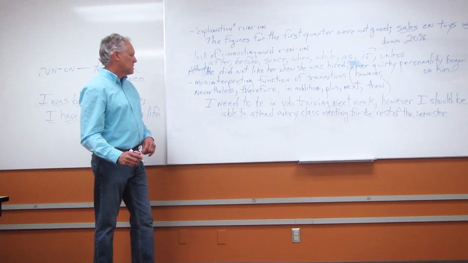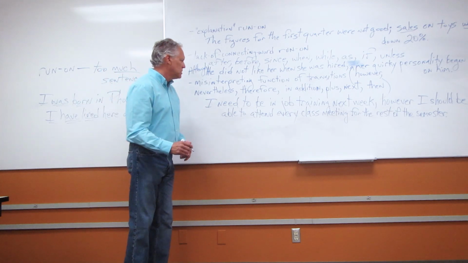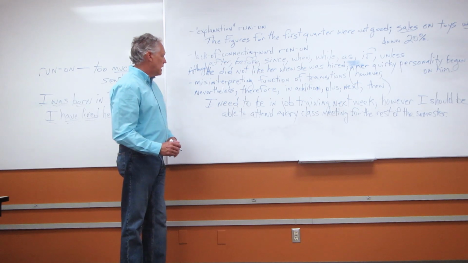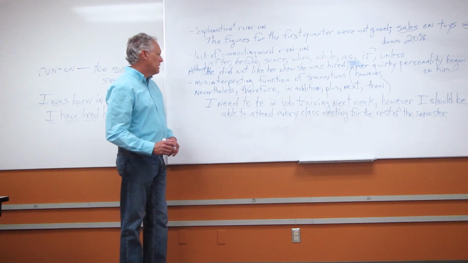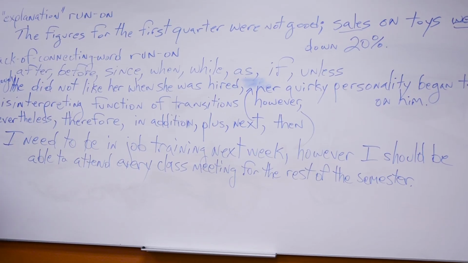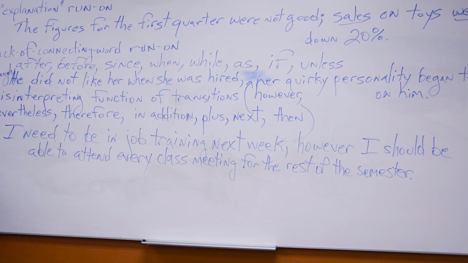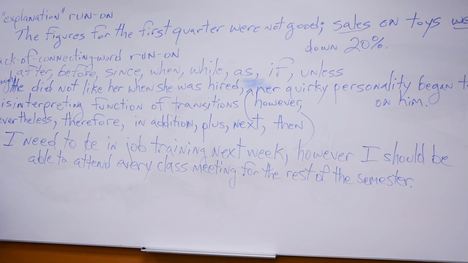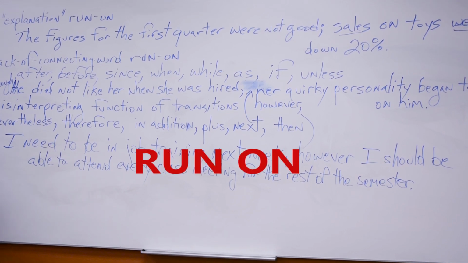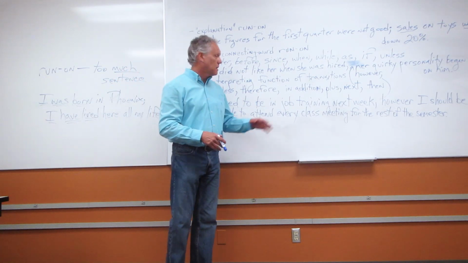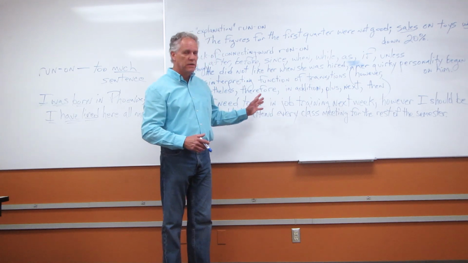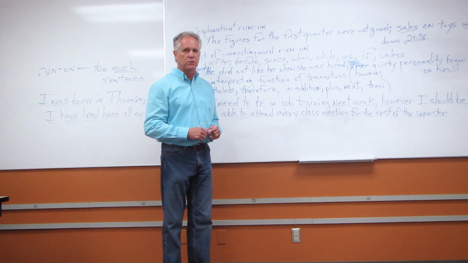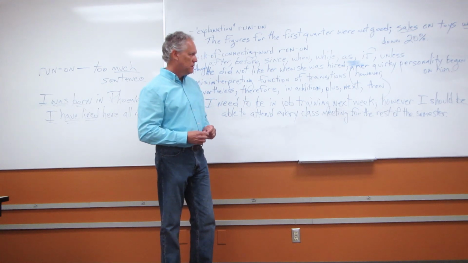If I get an email from someone, okay, I see in my email a student is going to have a problem with attendance next week, and he or she says to me, I need to be in job training next week, however, I should be able to attend every class meeting for the rest of the semester. I am going to say that's a run-on. Okay, so we see a contrast between those two ideas, but however, with a comma is not the word to do it. It is going to be but.